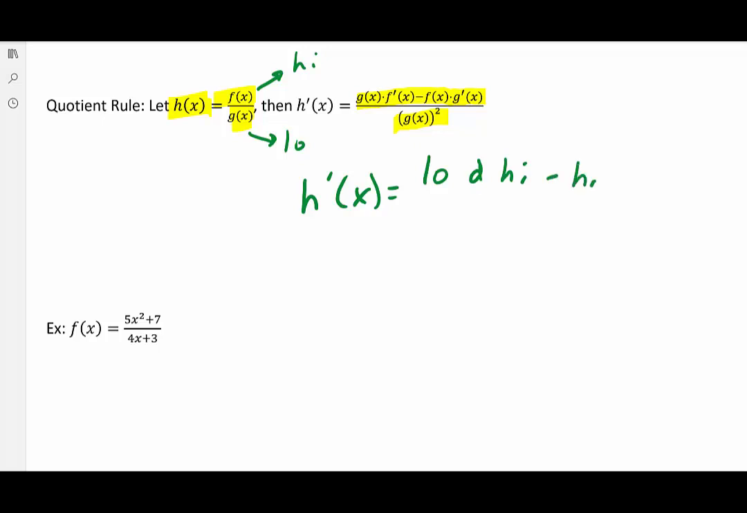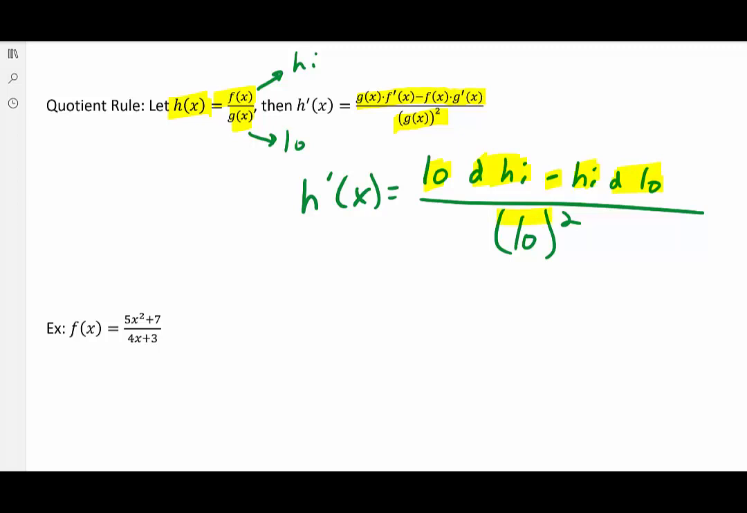What does this mean? This means you take your low function, your denominator, left alone, but it multiplies the derivative of the high. So d means derivative. You take the derivative of the high, it multiplies the low function. Minus, very important, not plus but minus, now you take your high function left alone, and it multiplies the derivative of the low function. And then you divide that entire difference by your low function squared. So that's how you perform the quotient rule.